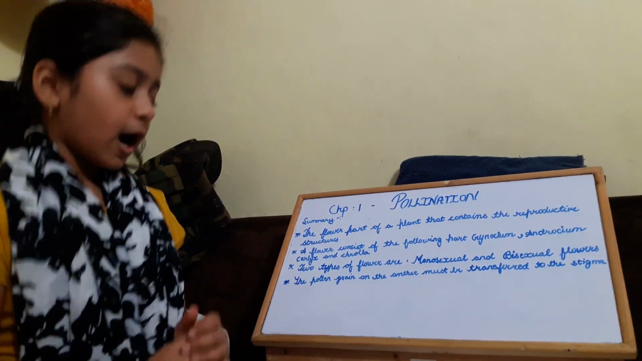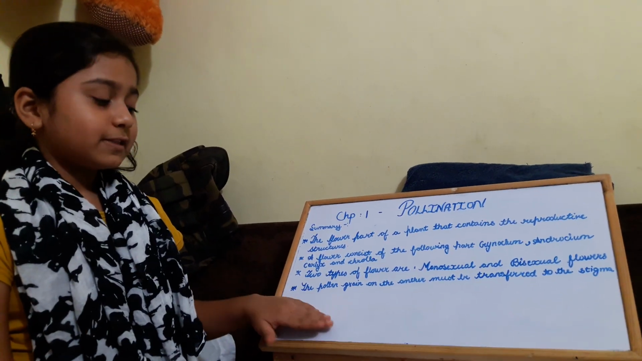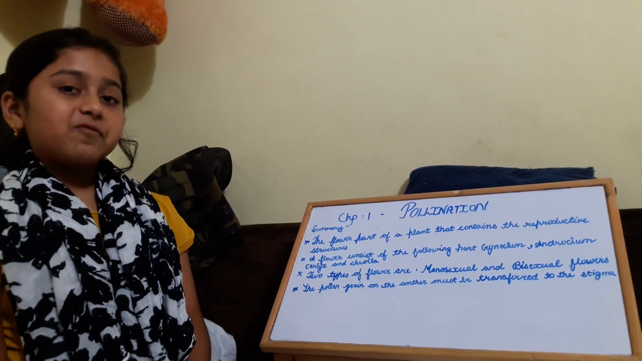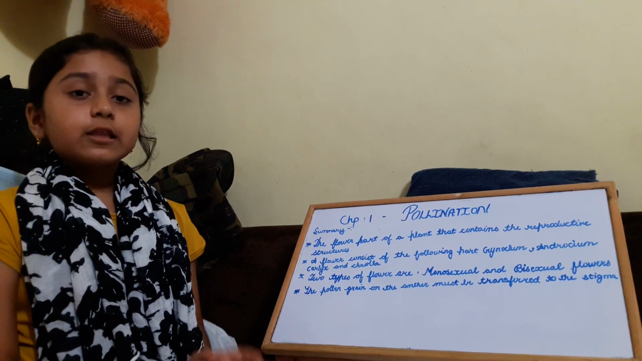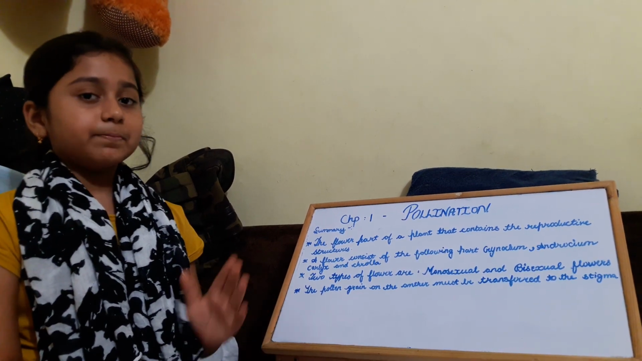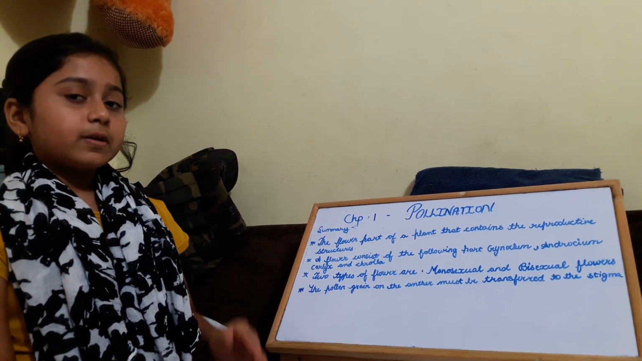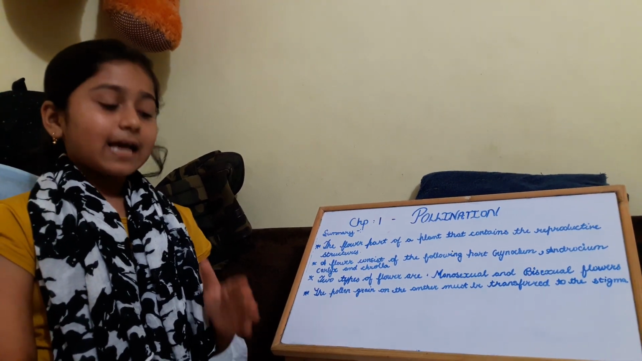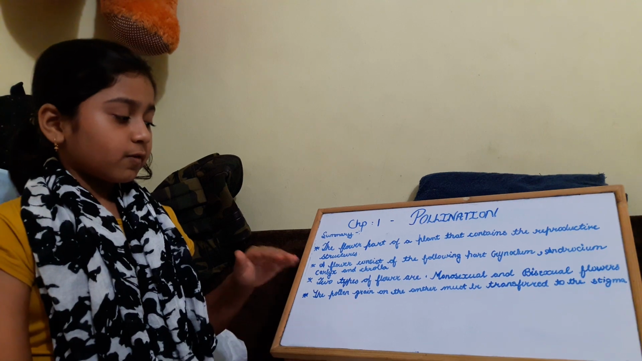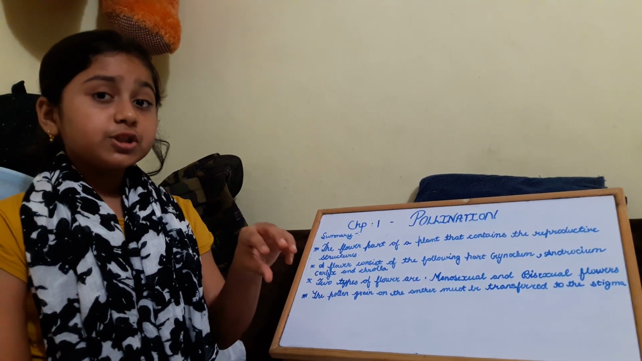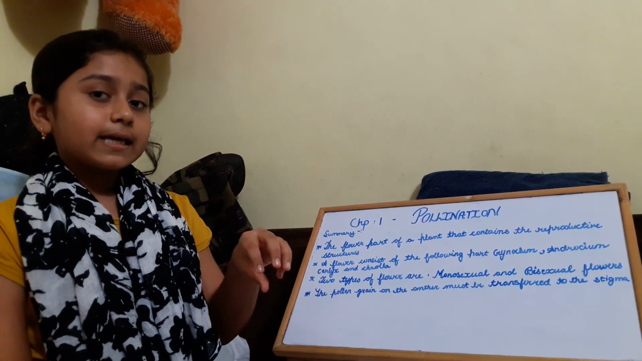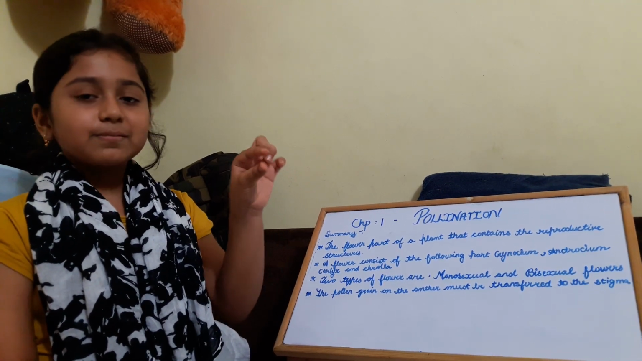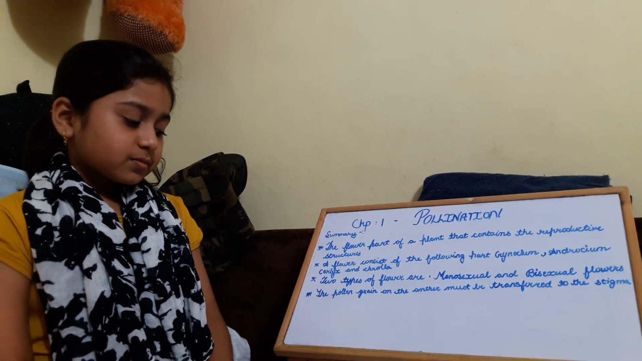Now, we are all done with the chapter. We'll just go through our key terms. Our key terms are fertilization, which means the process of fusion between male and female reproductive parts. Then the second is zygote. Zygote is the fusion of the male and female gamete, which you can basically say is something like an egg.